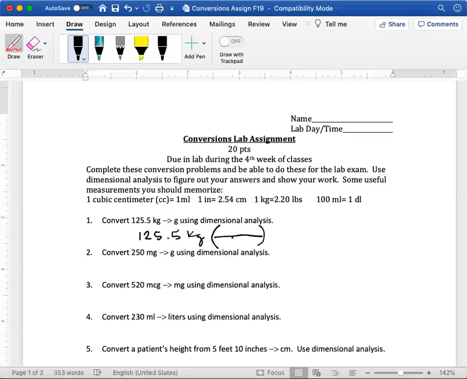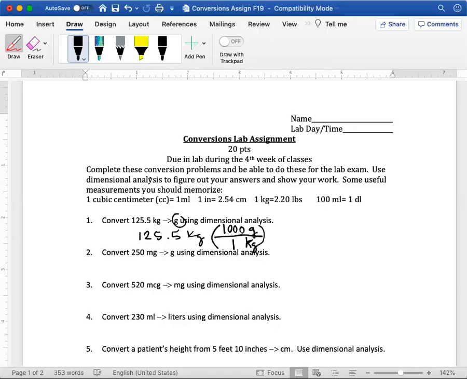So dimensional analysis means kilograms is on the numerator. So you're going to put kilograms on the denominator to get rid of it, right? And then what are we converting it to? We're converting it to grams. So grams goes on the numerator. What's our conversion factor? 1 kilogram, don't make it more complicated than it has to be. 1 kilogram is 1,000 grams, okay?